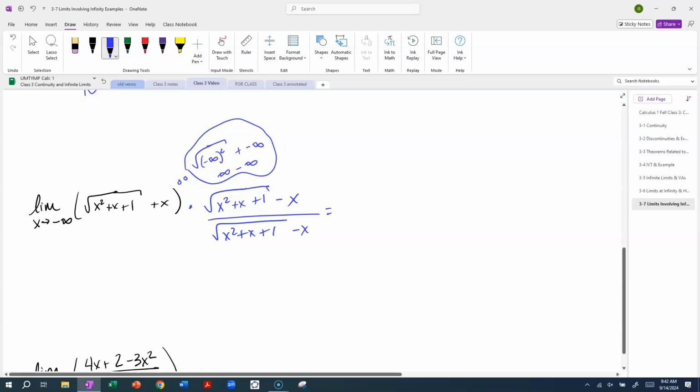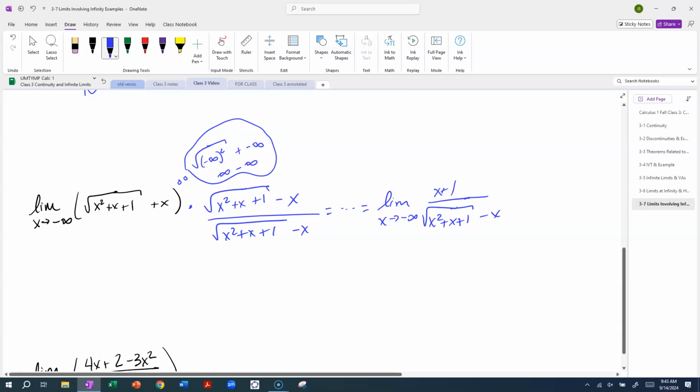And then I'm just going to tell you that this eventually simplifies to, and you can double check this on your own, the limit as x approaches infinity of x plus 1 in the numerator. The denominator is still that square root of x squared plus x plus 1, and then minus x. Okay? And now this should be minus infinity.